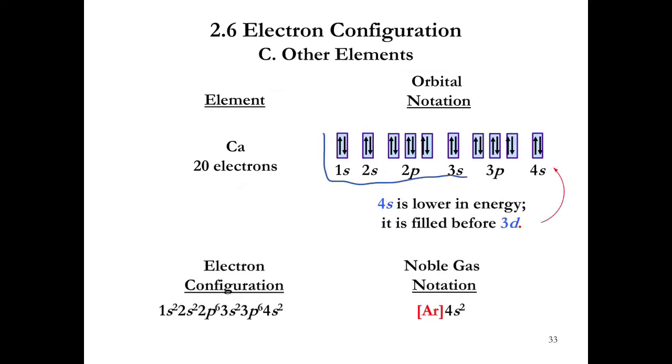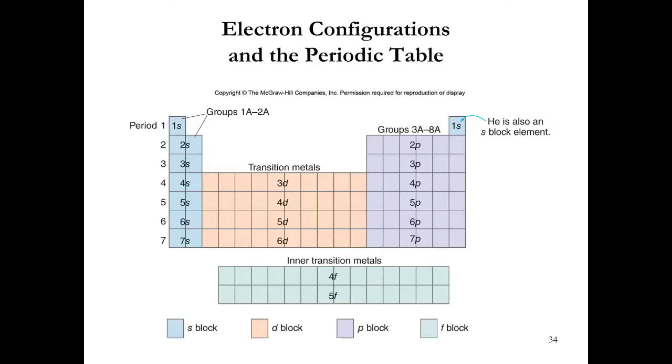If we were doing the noble gas version of that, this is all the same stuff that argon has. And then after that, just the fourth row is 4s2. So that's our shorthand version of the electron configuration.